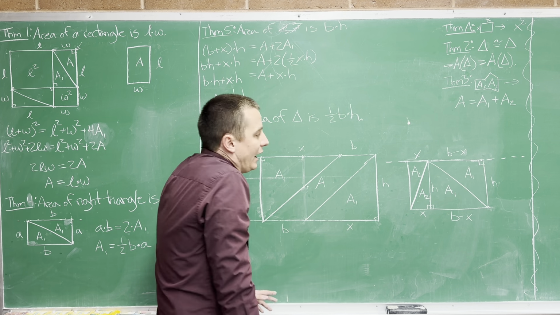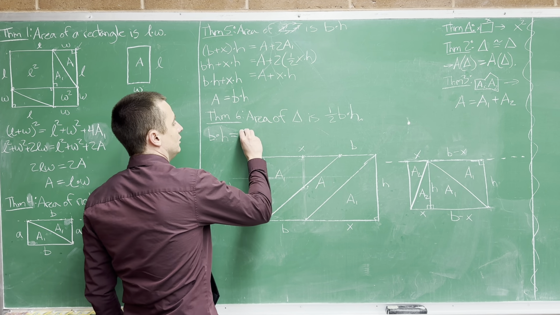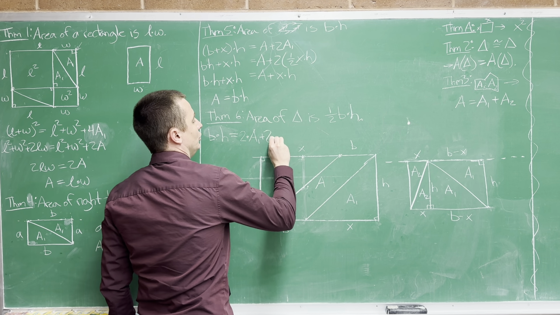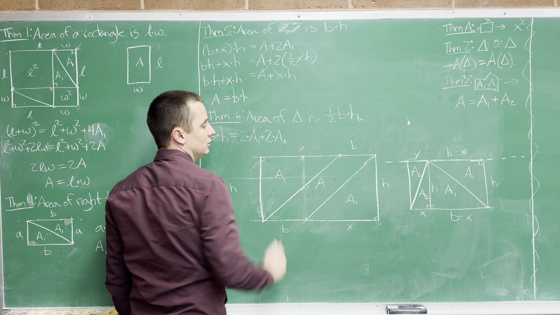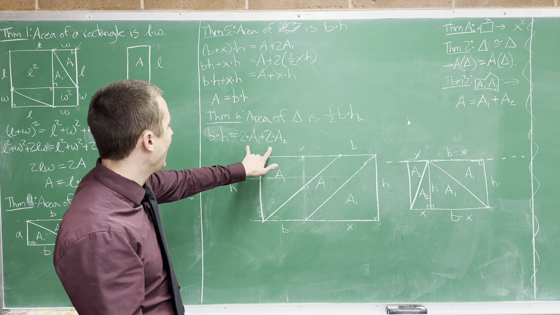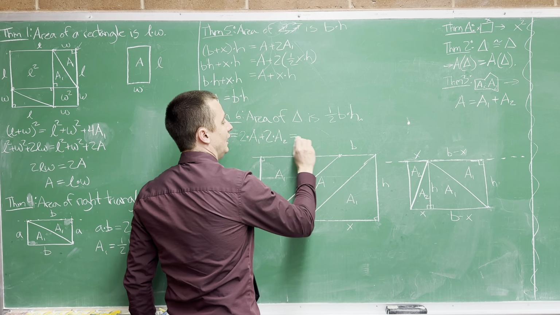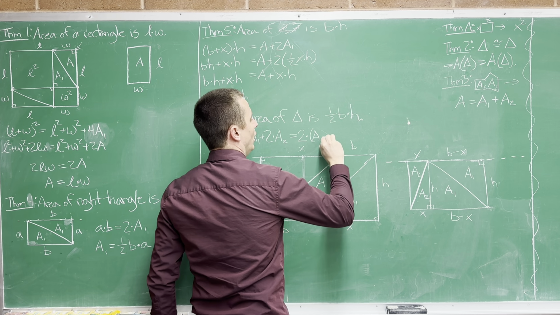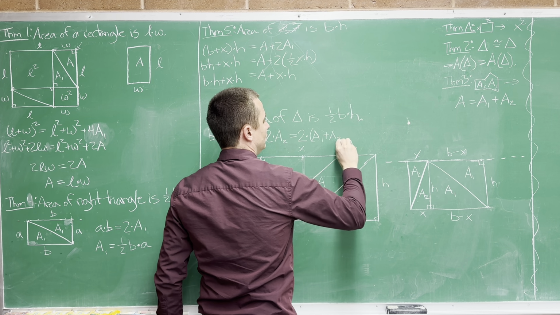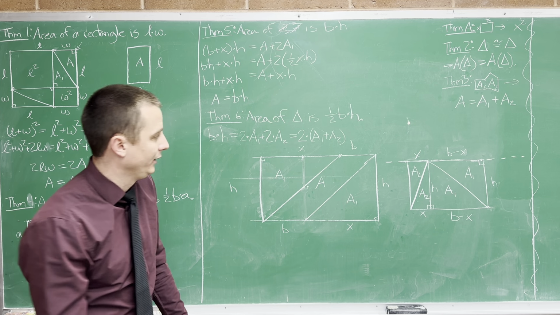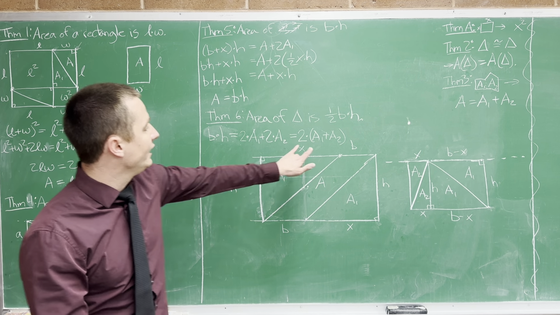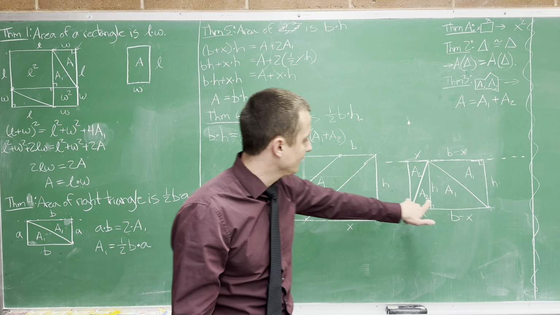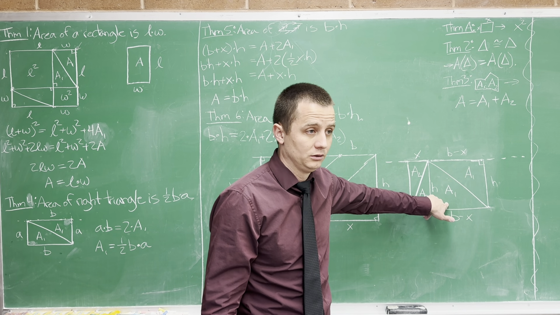So what's the total area? It's 2 times A1 plus 2 times A2, right? I'm going to factor the 2 out of both those terms, and so this is equal to 2 times A1 plus A2. With me? What is A1 plus A2? It's the triangle. That's the area of the triangle we're looking for.